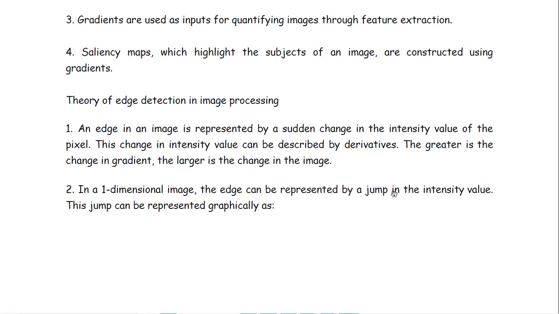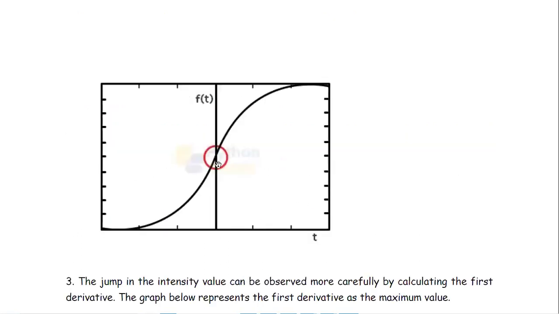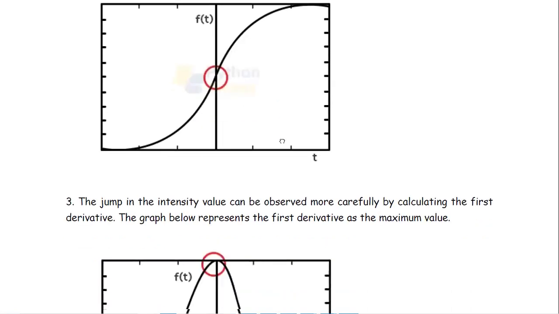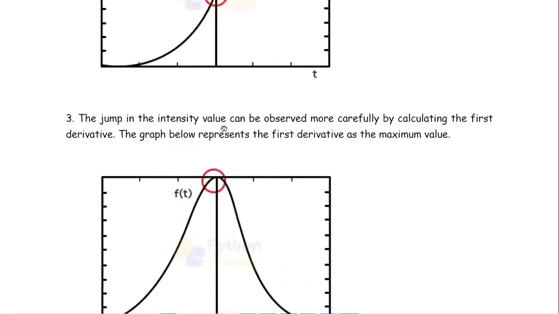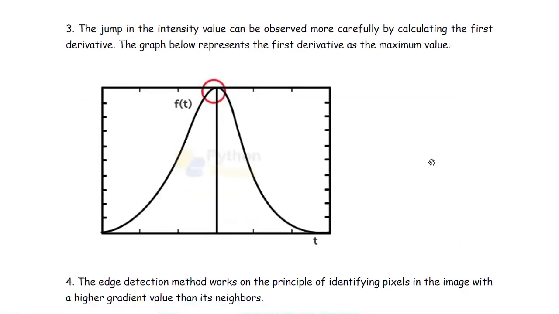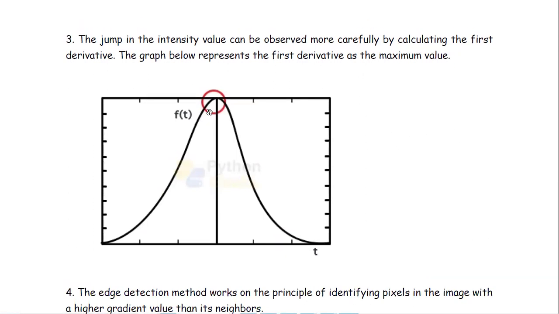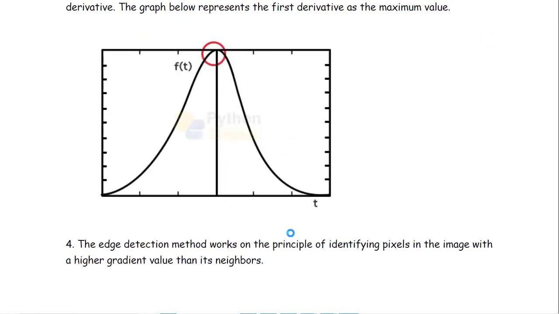Edge can be represented by this jump in the intensity value. You can see this, right? Now, the jump in the intensity value can be observed more carefully by calculating the first derivative. The graph below represents this first derivative, with the maximum value. So if we take the first derivative and focus on the maximum value, this jump is where you will find this value, right? This circle here you can see.